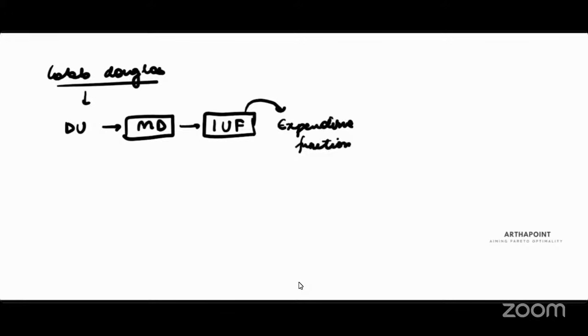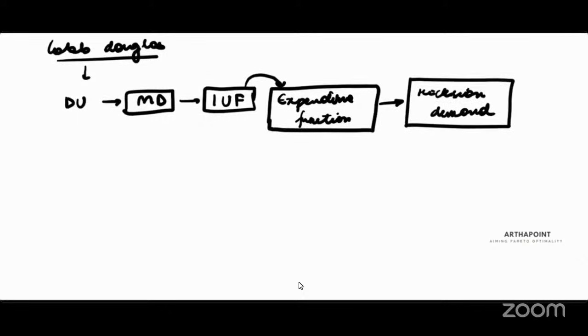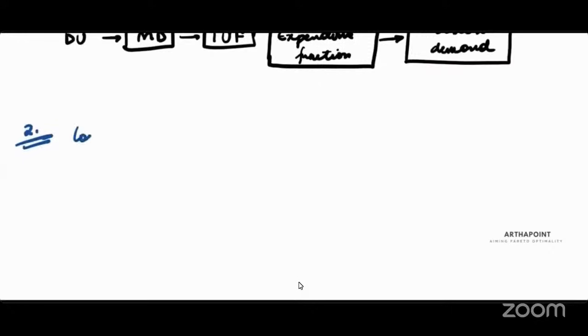And from this expenditure function, using Shepard's lemma, we found the Hicksian demand function. This is the process that we followed to find the entire Marshallian and Hicksian demand. Now, today, let's continue this and do it for the second scenario, which is complementary goods.